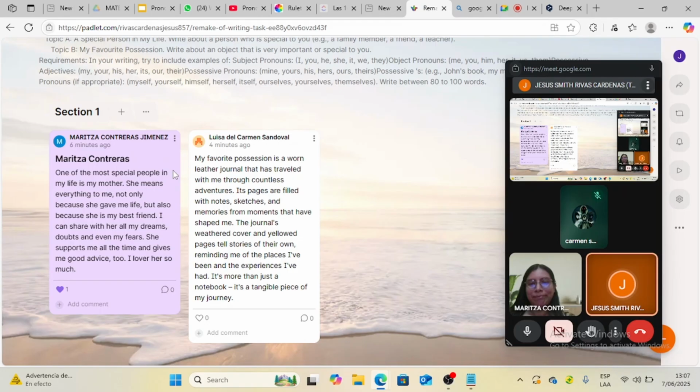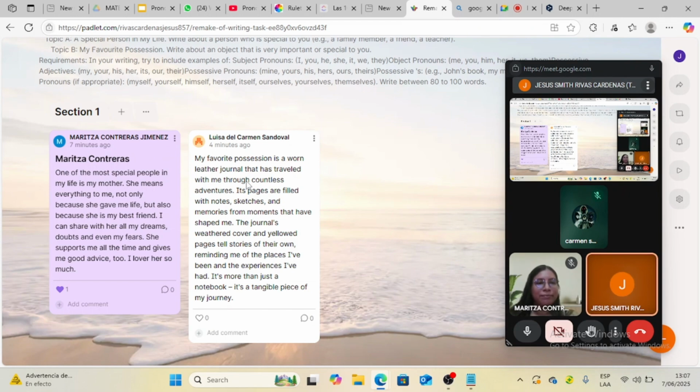Well, let's continue with Carmen. Carmen, could you please read your text and explain to us briefly about the English pronouns and possessives you used, please?